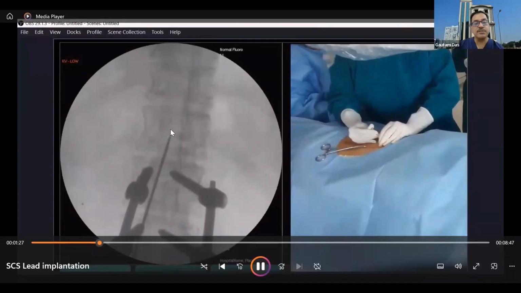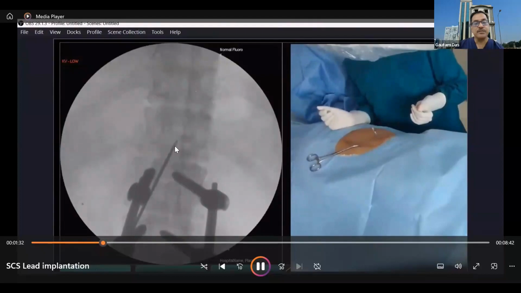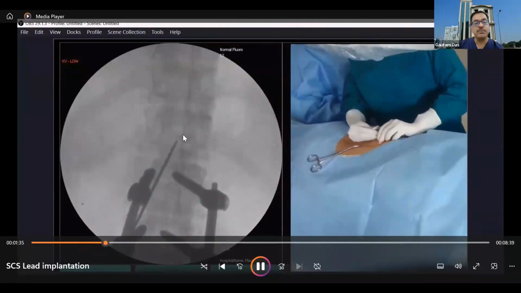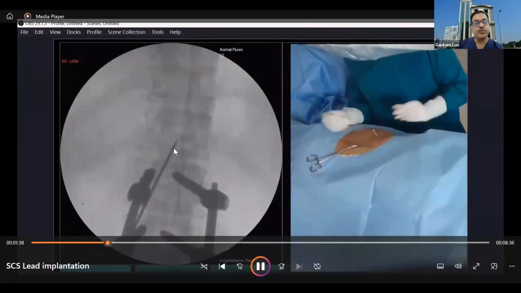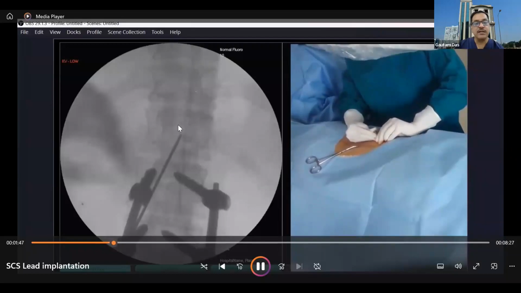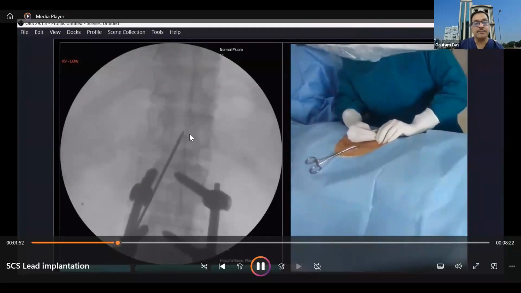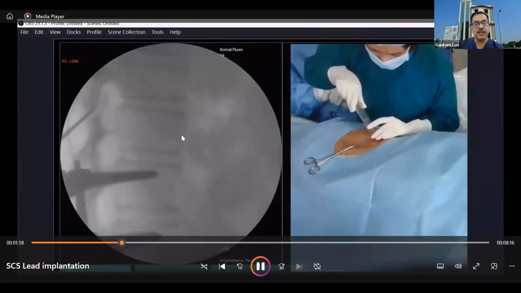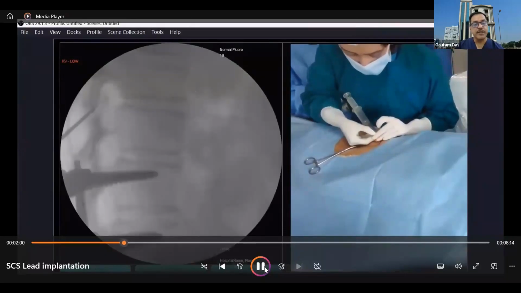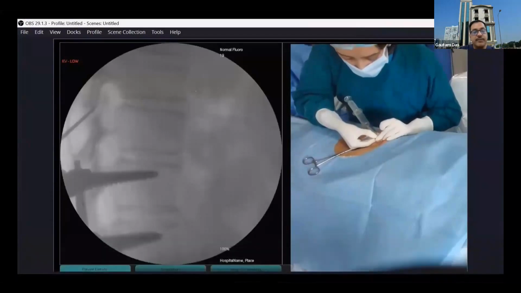T11, T12 interspace. So this space is our target, T11, T12 space. So trying to go towards the midline. So we touch the T12 lamina, not L1 lamina, and then went above to find out the space between the T11, T12. So once we are at the edge of the upper margin of the lamina, then we should start the loss of resistance, LOR. And so this is the LOR we are trying.